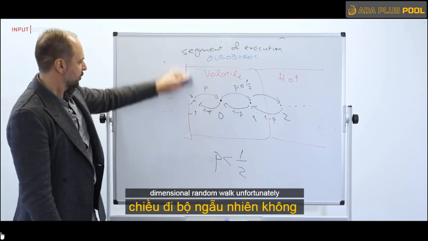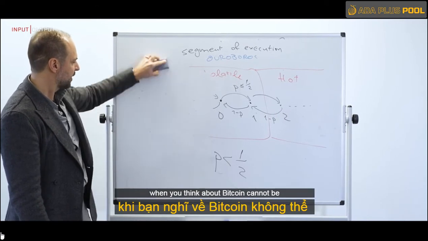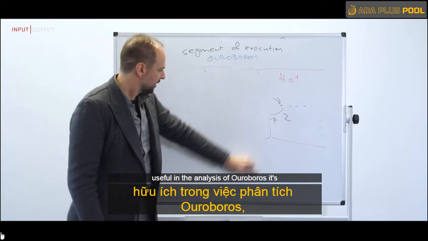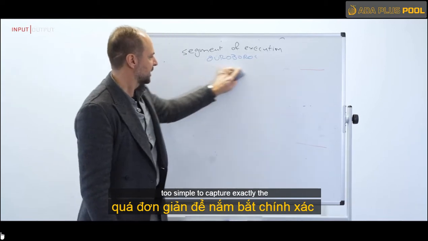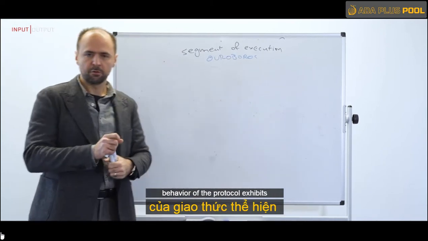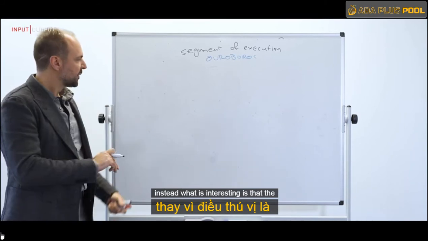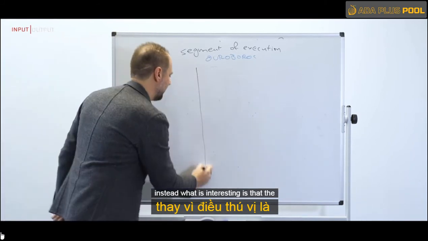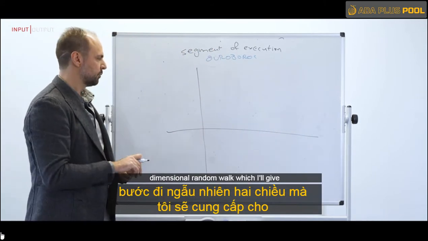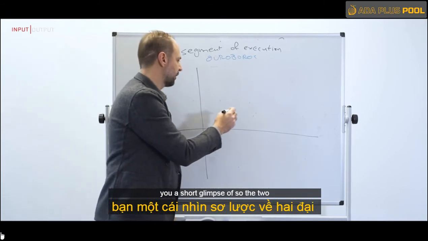This is a one-dimensional random walk. Unfortunately, such a random walk, which can be useful when you think about Bitcoin, cannot be useful in the analysis of Ouroboros. It's too simple to capture exactly the phenomenon that the probabilistic behavior of the protocol exhibits. Instead, what is interesting is that the protocol is described well by a two-dimensional random walk, which I'll give you a short glimpse of.